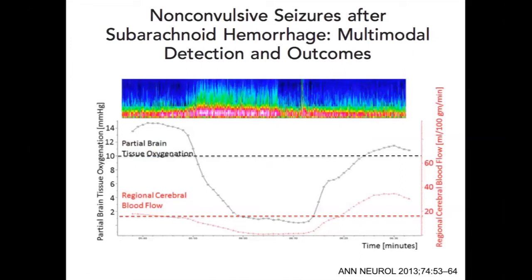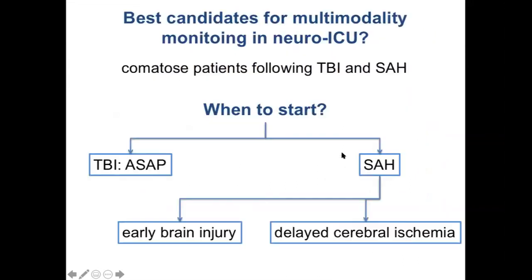No time, but another mechanism associated with the brain hypoxia may be impaired electrical activity, even if it is not convulsive. This was shown by the group at Columbia, and you see here at DSA, a seizure, non-convulsive seizures, and a reduction in PbTO2.